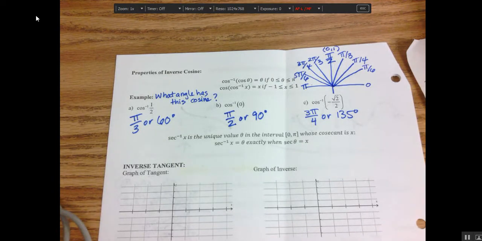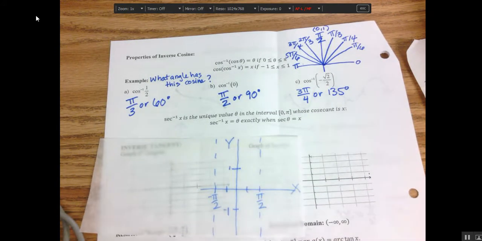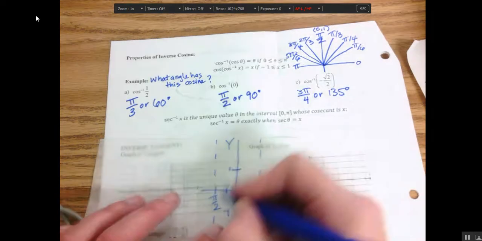Okay. All right, guys, for tangent, we're going to go back to your see-through paper. And you're going to graph tangent. Remember, tangent has asymptotes at negative pi over 2 and pi over 2. And it's an increasing function.